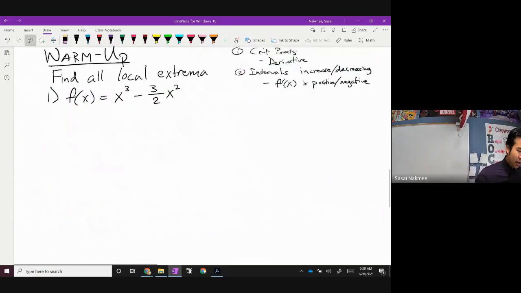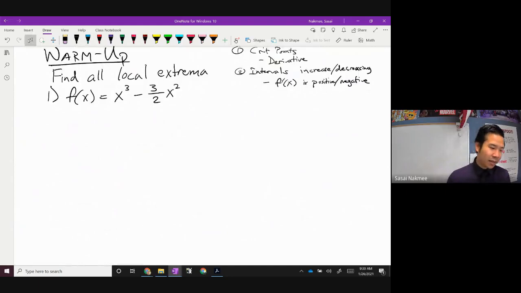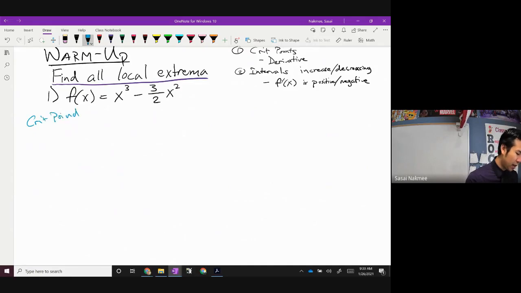It sounds like a lot, and it kind of is. All it states is find all local extrema, but there are quite a few steps to do here. So let's go into it. First things first, find the critical points. In order for us to do that, we need to find the derivative.